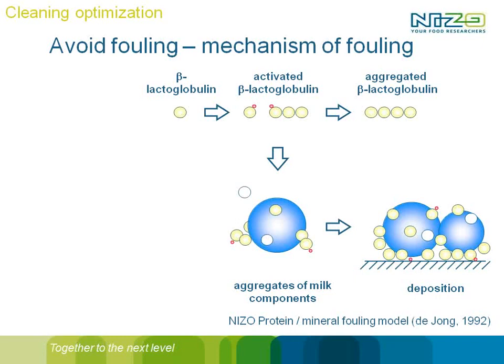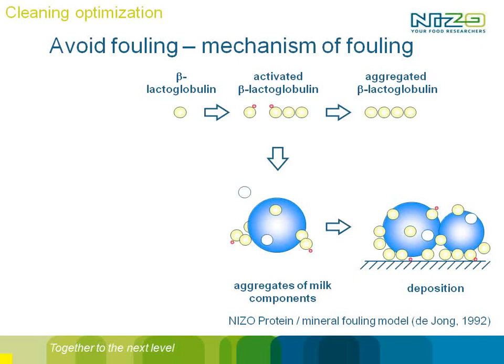Either it will aggregate, or denature and aggregate, towards an aggregated beta-lactoglobulin protein. Not a big issue anymore, at least not with respect to fouling. Probably it's a product property which you would not like to have, but that's another question. But it can also aggregate with other milk components and form a deposit on the wall of a heat exchanger, of an evaporator, of other equipment, and form a fouling layer.